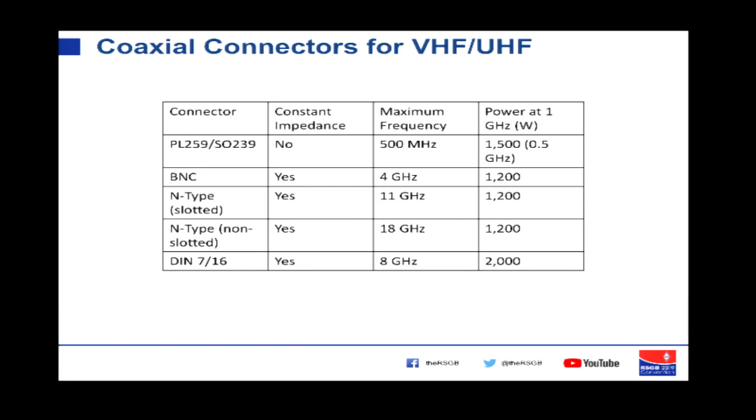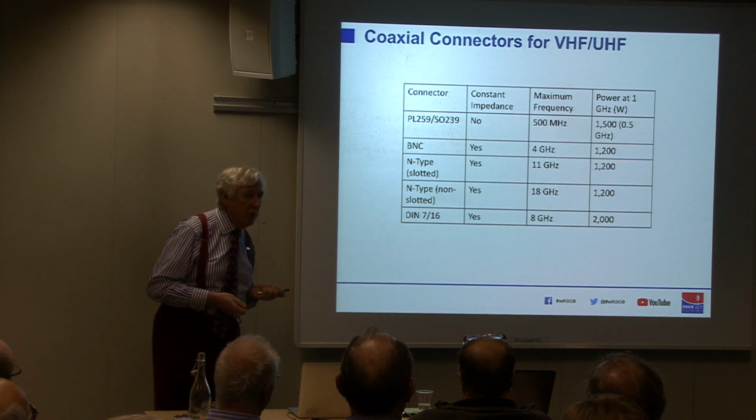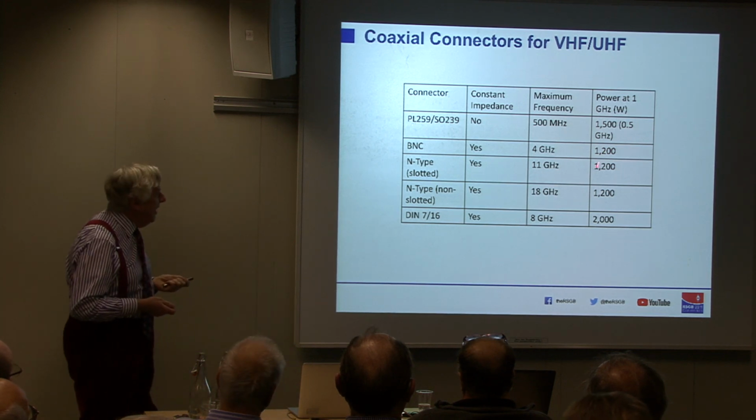The little BNC is rated for use up to 4 gigahertz. And notice that these are the manufacturer's power ratings. It's rated for 1200 watts at a gigahertz.